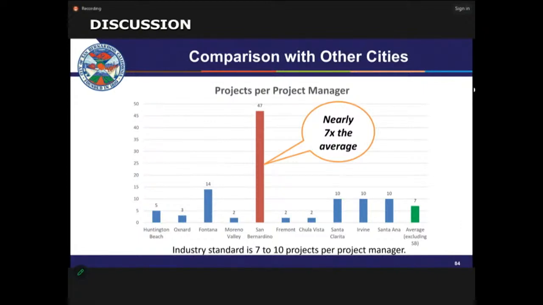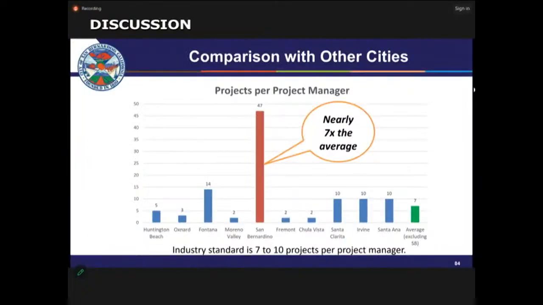With the help of finance, they helped us prepare this slide. Each city represents the number of projects per project manager. In the case of Huntington Beach, they have 5 projects per project manager. Excluding San Bernardino, this data set averages seven per project manager. The industry average is about 7 to 10. Here in San Bernardino, we're managing 47 projects per project manager. So when you ask why projects are not being moved forward, it's because the workload is just immense. We're trying to prioritize, we're trying to triage, and the staff is doing a great job of doing that.